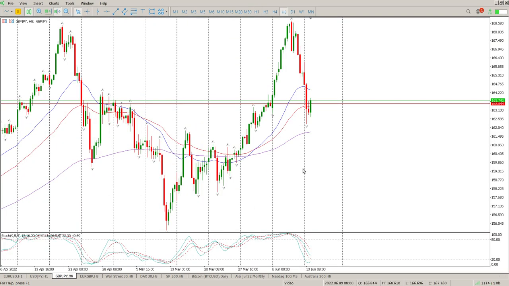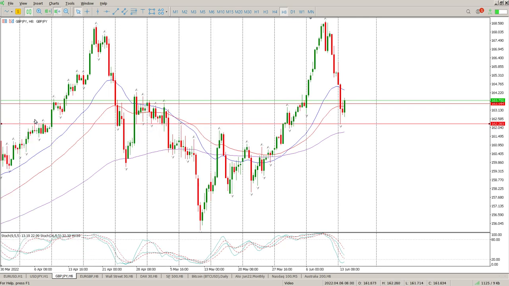Moving on to British pound Japanese yen. Nice grouping of the oscillators starting to happen to the downside. We missed the first level here, which is what we were looking for. I suppose that's probably what we were aiming for. Quite a bit of support there.